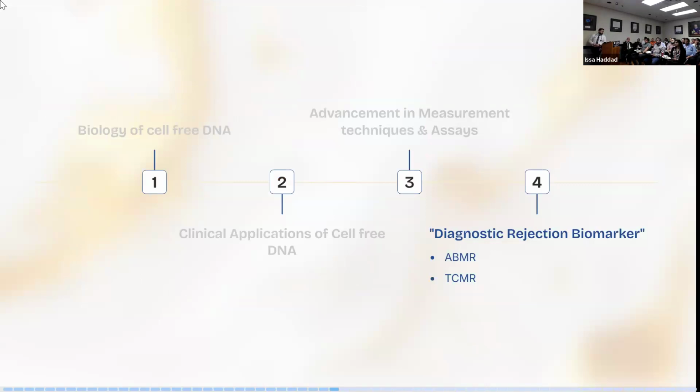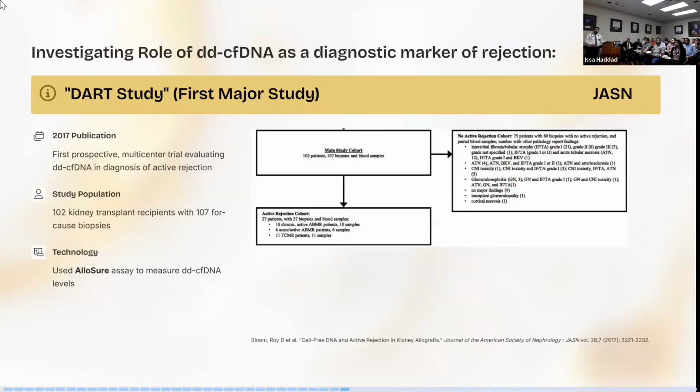So as a diagnostic rejection biomarker, the first and major study that was done was the DART study, published in JASN back in 2017. This was the first prospective multicenter trial that evaluated donor-derived cell-free DNA in active rejection. They looked at 102 kidney transplant recipients with 107 for-cause biopsies that were done. And they used AlloSure in this study.